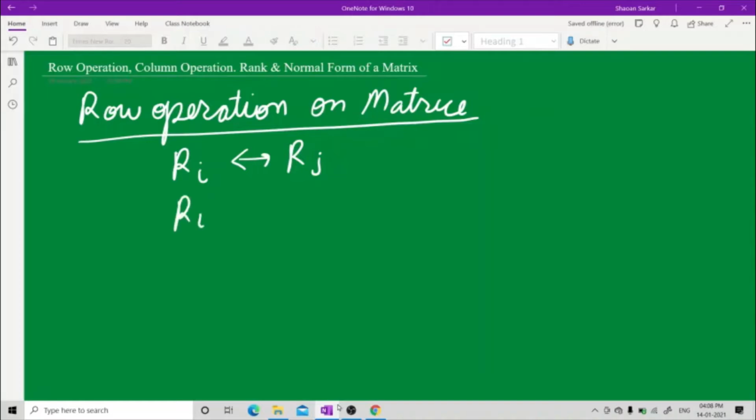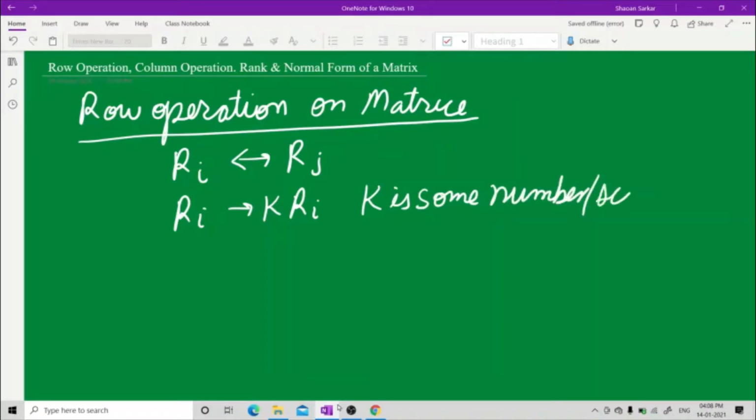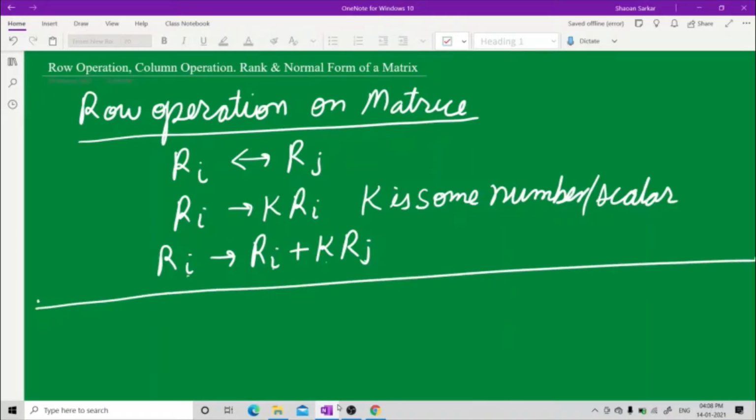Then Ri is replaced with k times Ri, where k is some scalar. That means a number. Now Ri is to be replaced with Ri plus k times Rj. I explained it in the video of determinants, so I'm rewriting it again. This is replacing the ith row with the sum of the ith row and k times the jth row.